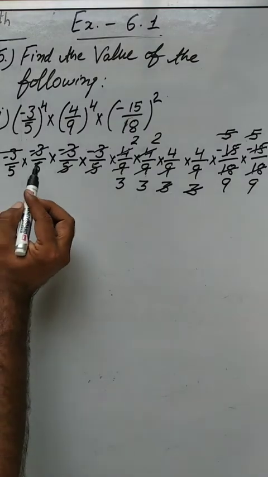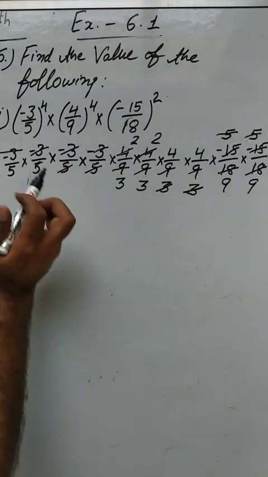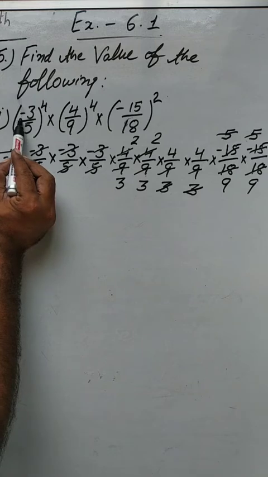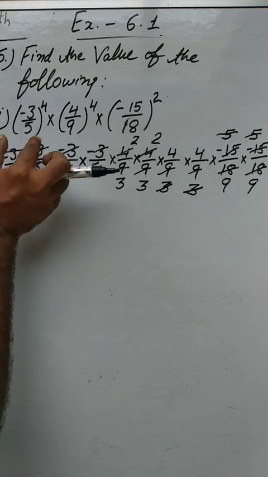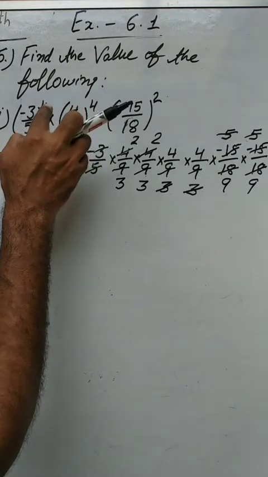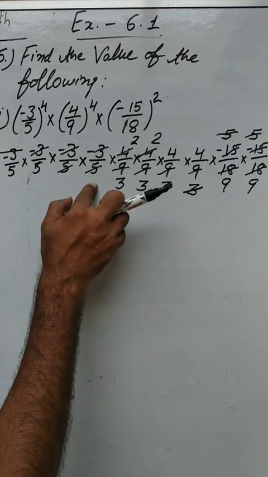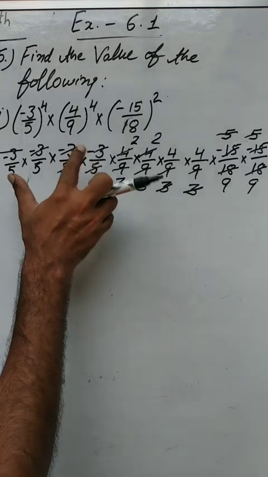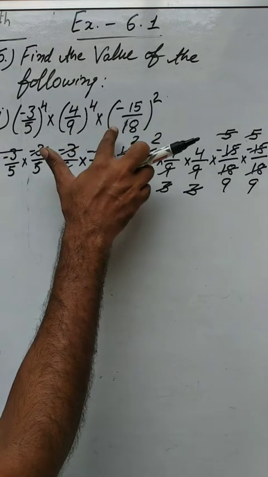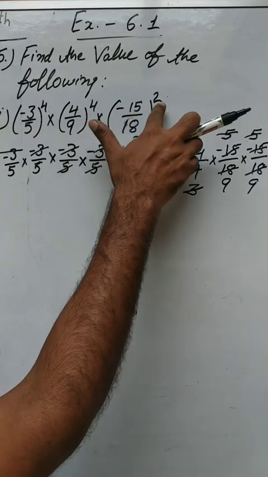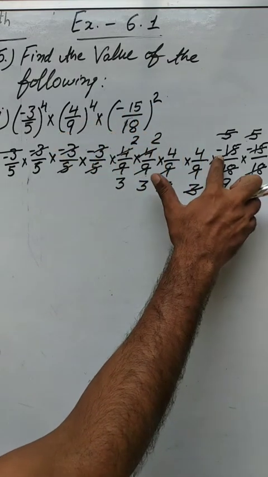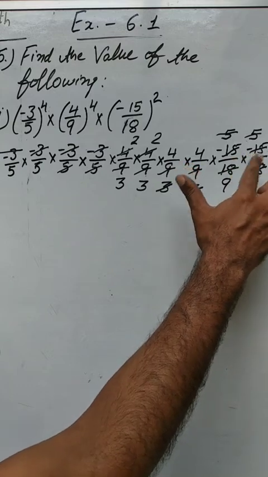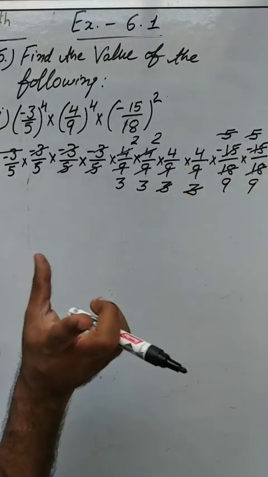Now, beta, look at the sign of the final answer. Here minus power is 4. So here minus 3.5 raised to power 4, your final answer here will be a positive number, and this number is already positive. And here, beta, minus power 2 is also an even number, so minus multiply minus will also become a positive number, so your final answer will be positive.